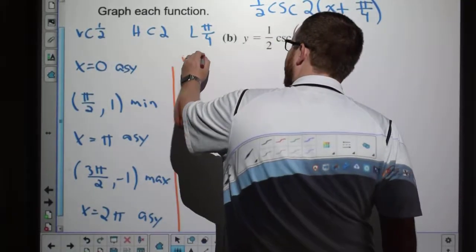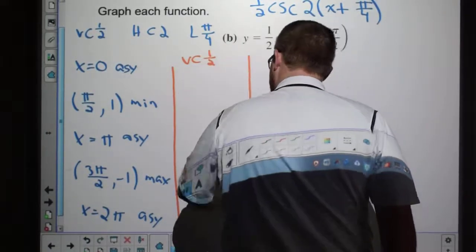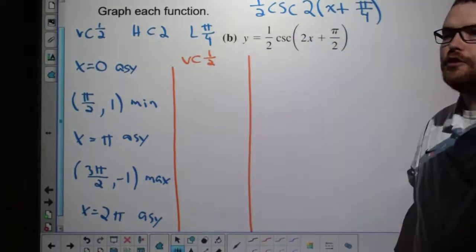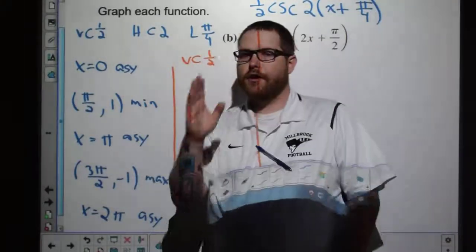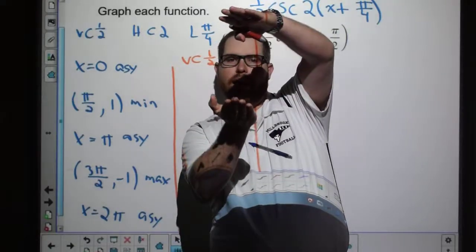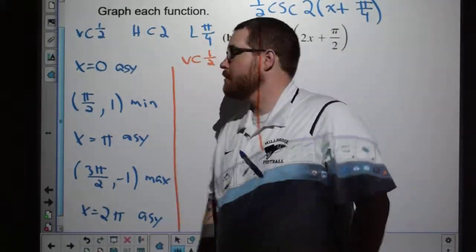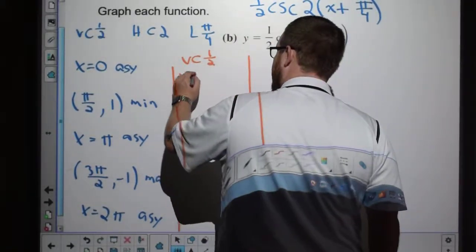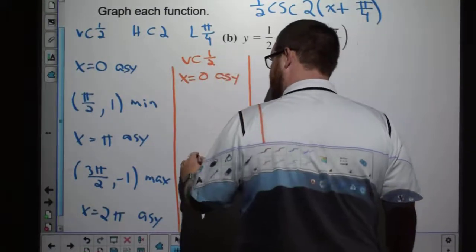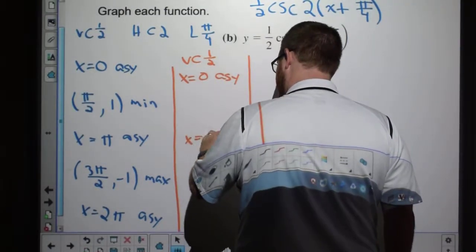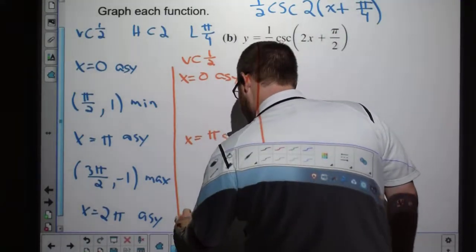A vertical compression by 1/2. In other words, I'm going to multiply all the y values by 1/2. But think about a vertical asymptote. If I compress it by 1/2, it doesn't change the vertical asymptote. So this stays the same. And this stays the same. And this stays the same.